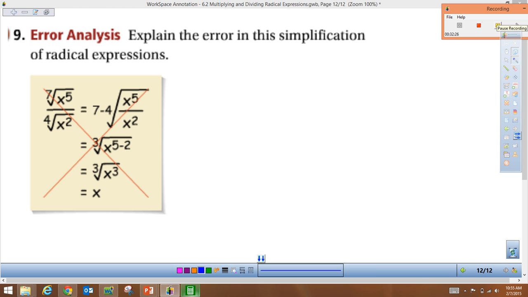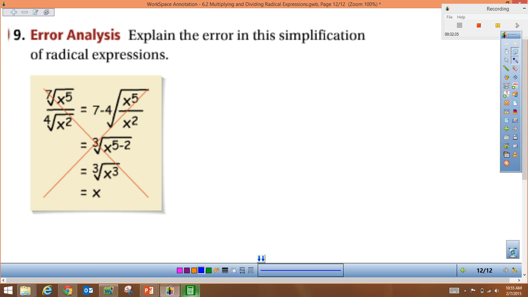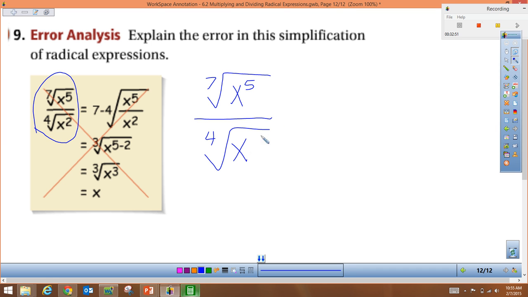One last little thing to look at here before we are finishing up with our lesson. Error analysis. We are going to be doing a worksheet very similar to this when I return. Explain the error in this simplification of radical expressions. Looks like we started out with the 7th root of x to the 5th over the 4th root of x to the 2nd power, or x squared.